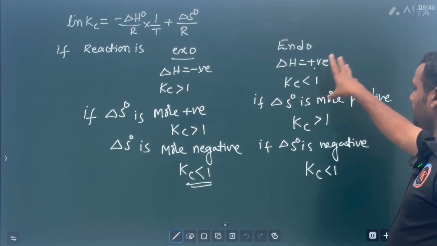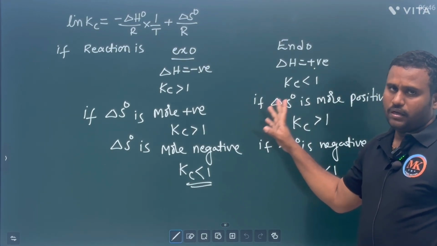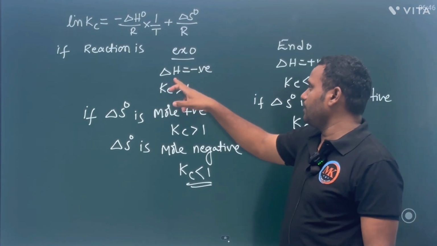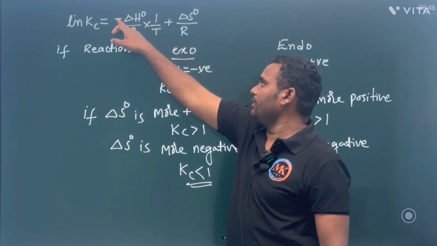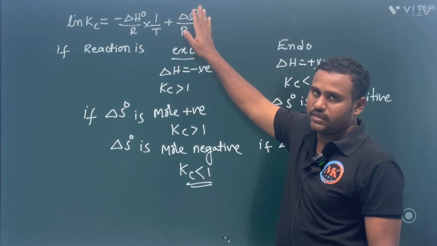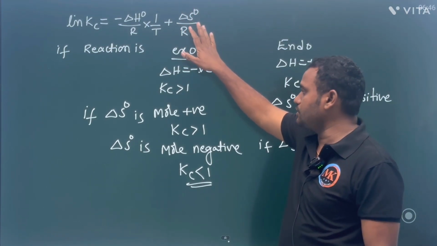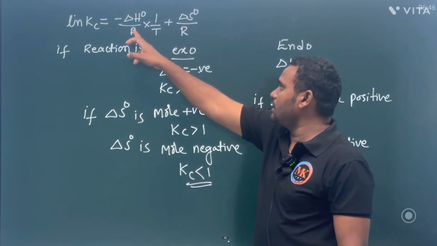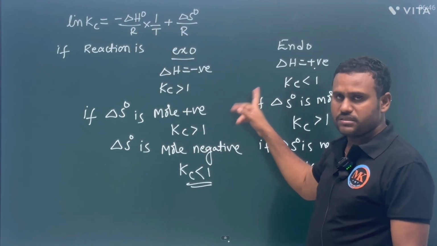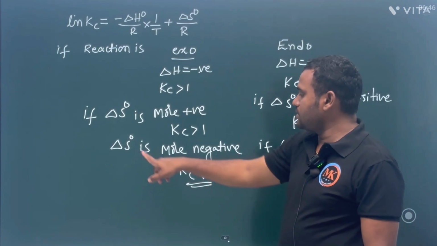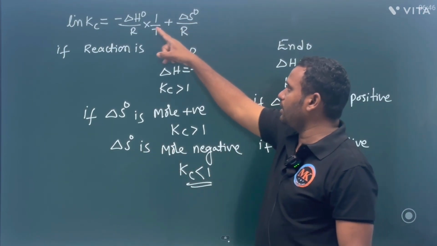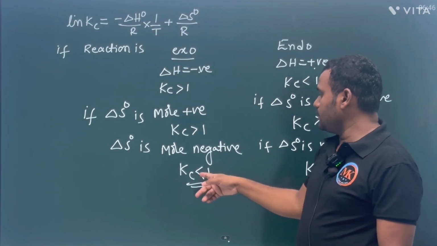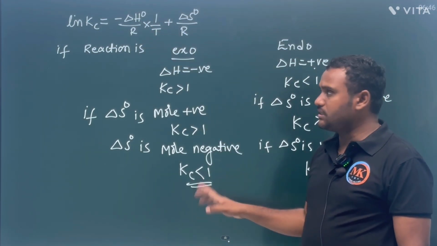Next, conditions: exothermic reactions and endothermic reactions. In competitive exams they will directly ask this. For an exothermic reaction, delta H is negative, negative into negative is positive. Consider this a small positive change, meaning Kc is greater than 1. If delta S0 is also positive, still Kc will be greater than 1. But if delta S0 is more negative and cancels this positive value, then Kc is going to become less than 1.